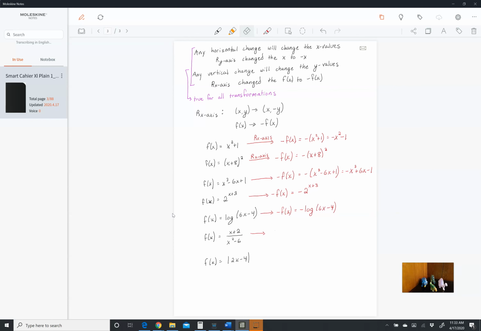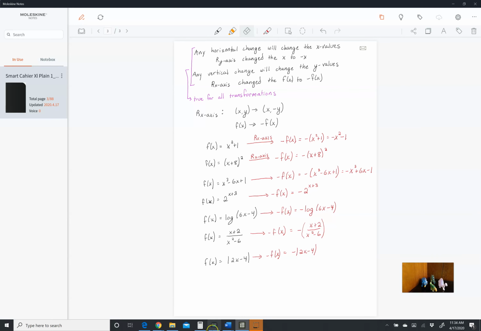For this function, you could just put the negative in front of the whole fraction, and then you don't have to worry about parentheses. But again, it's got to be really clear that it's in front of the whole fraction. If you feel like it's not, put the parentheses in there. And then this one, the negative goes outside of the absolute value.